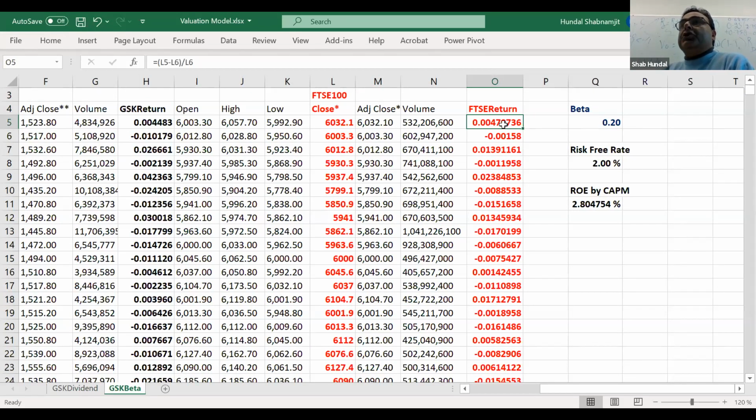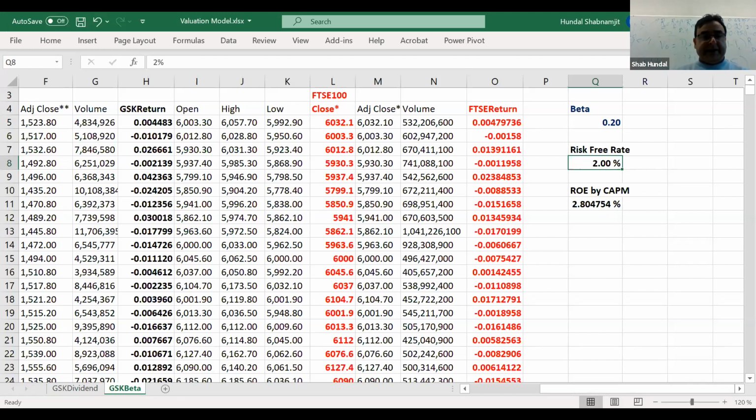FTSE, Financial Times Stock Exchange, is an index we use in Great Britain, in the London Stock Exchange. I chose FTSE 100 because it shows the top 100 companies in Great Britain, and GlaxoSmithKline is definitely among the top 100 companies. So I chose this index, and then I found that beta is 0.20, and then I calculate CAPM. And the risk-free rate for the last 10 years has been about 0.5% to 3.5% in Britain, okay?